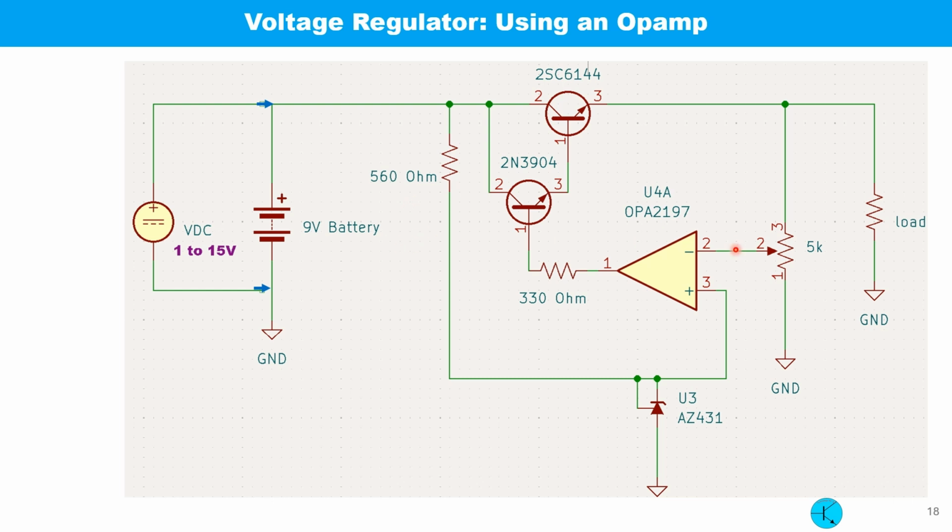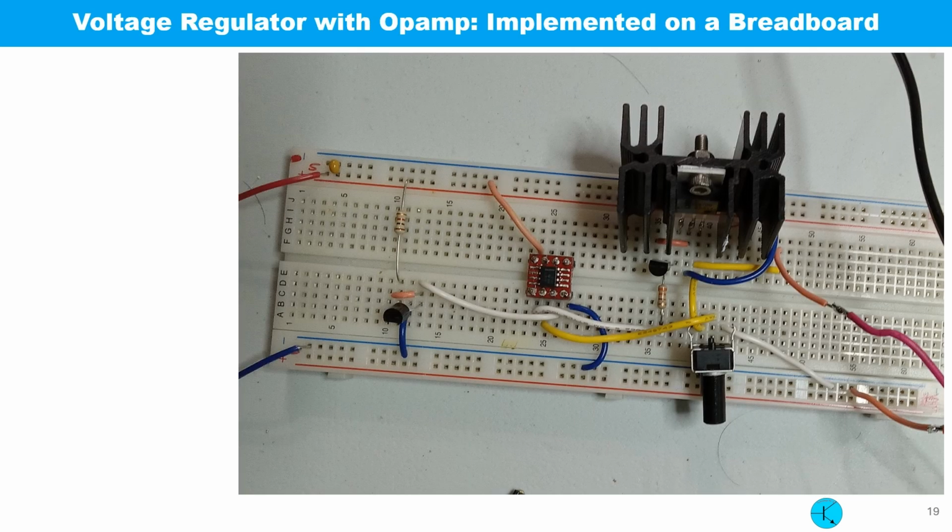This time the transistor error amplifier was replaced with an opamp. As this opamp cannot deliver much output current, I used a Darlington pair as a pass transistor whose current gain is much higher than a single transistor. This circuit is implemented on a breadboard. A heatsink is also used with the pass transistor, as higher power dissipation will increase the temperature of this device.